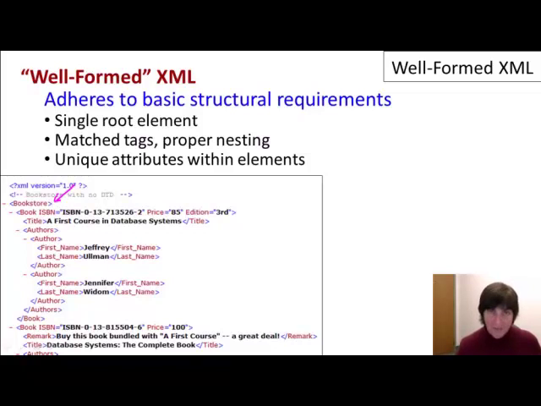That all of our tags are matching. We don't have open tags without closed tags. And our tags are properly nested, so we don't have interleaving of elements. And finally, within each element, if we have attribute names, they're unique. And that's about it. That's all we require for an XML document or a set of XML data to be considered well-formed. And for many applications, that's all we're concerned about.